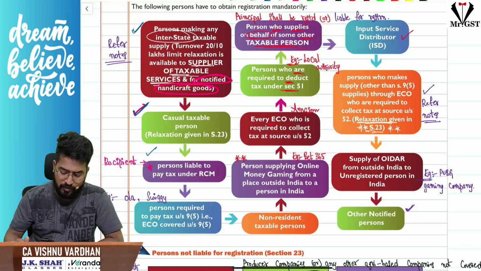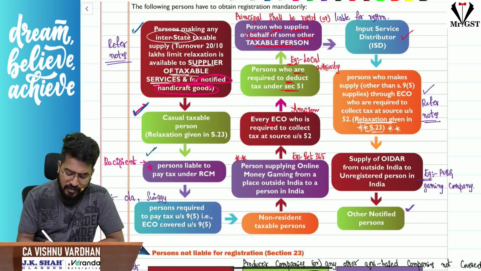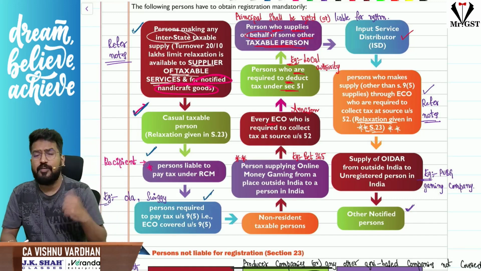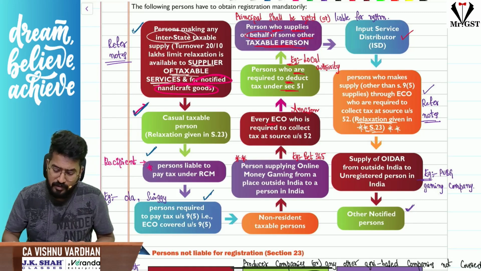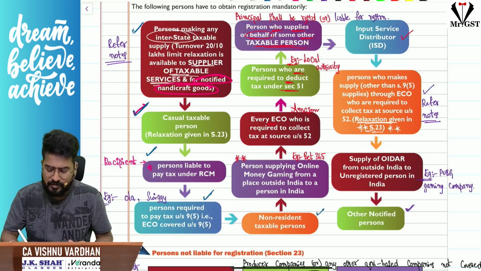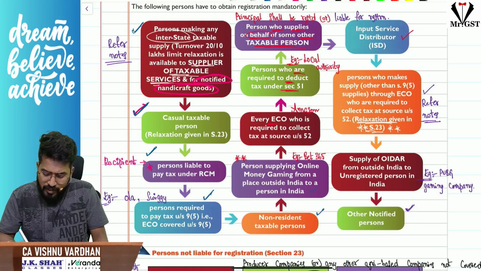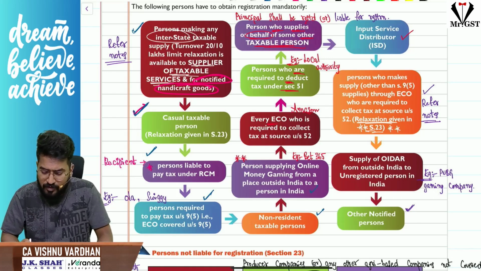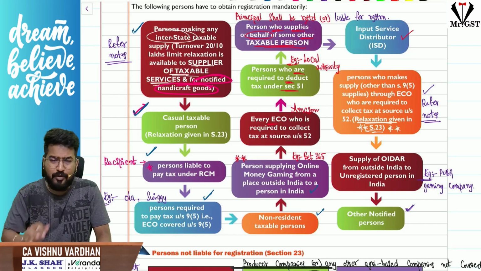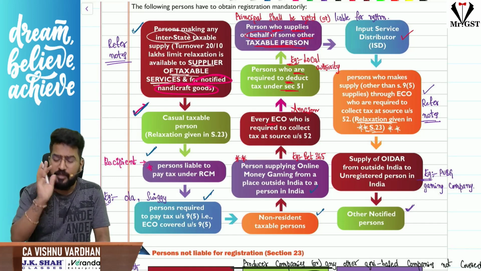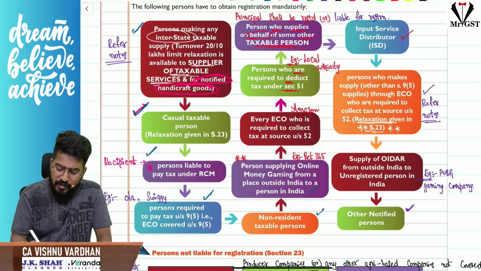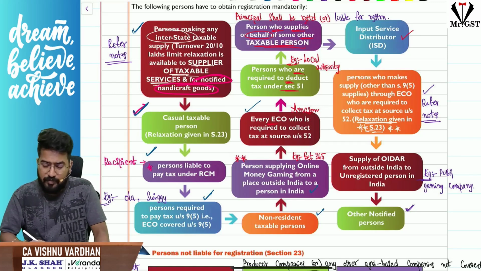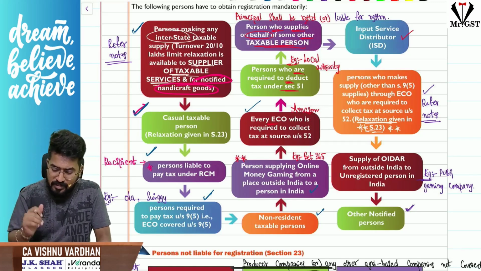Okay, fine. Coming back, persons liable to pay tax under RCM, we have seen. Next, persons required to pay tax under section 9 subsection 5: e-commerce operator, Ola, Swiggy, all that. Next, the non-resident taxable person. Next, person supplying online money gaming from a place outside India to a person in India, best example Bet365 or PUBG, etc. Any other OIDR services where they cannot supply the service without information technology. Next, every e-commerce operator who is required to collect tax at source, Amazon for example. Regarding that we will see the example.